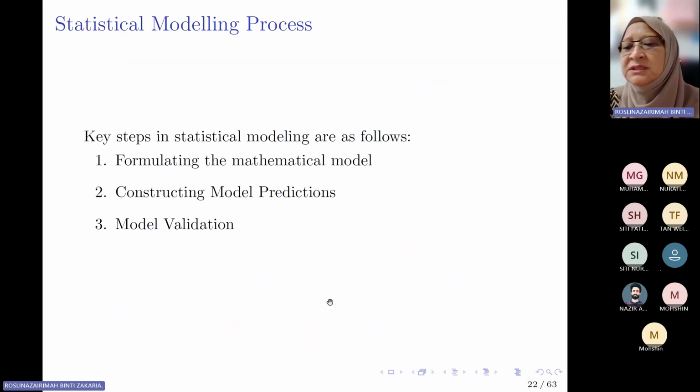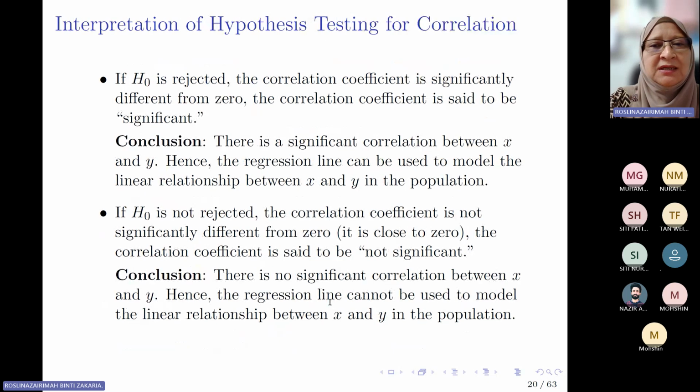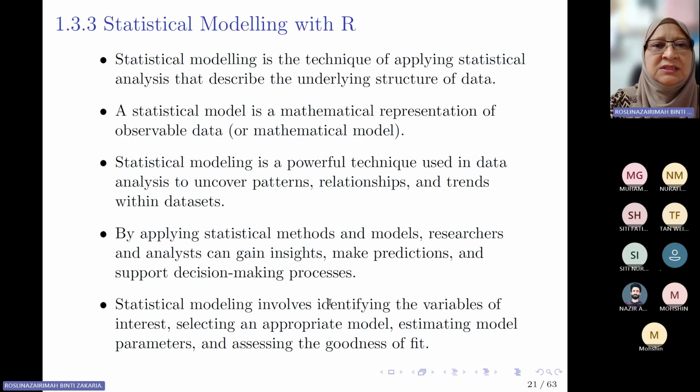Okay, kita sambung sikit lagi. Okay, untuk statistical modeling, kita boleh continue next week lah. Okay, statistical modeling process. So just now, we see the basic, before we do any modeling, we need to understand the relationship between the variables, looking at the correlation and regression.